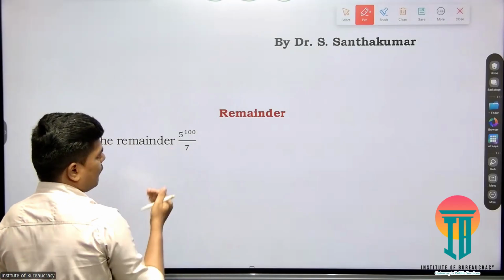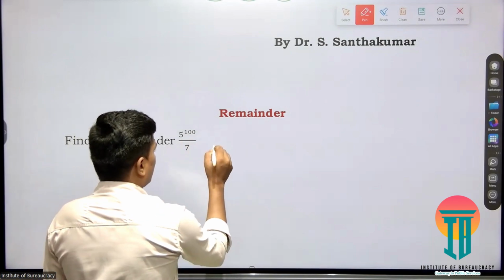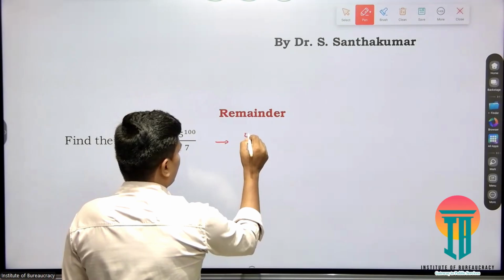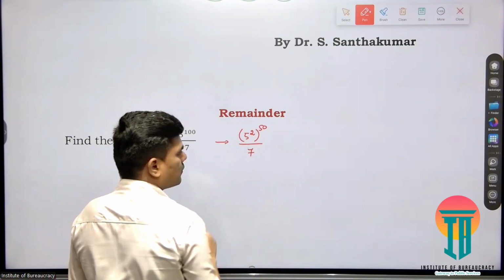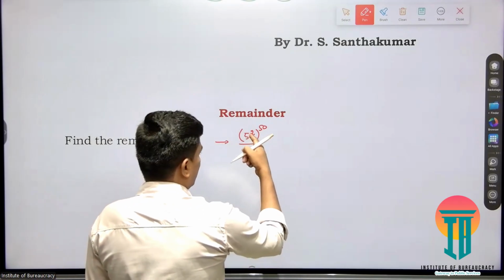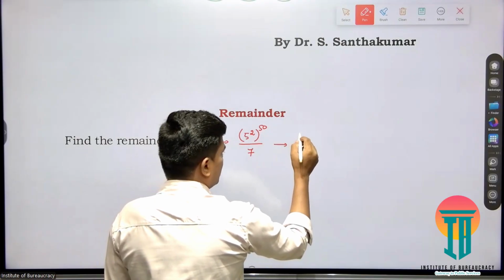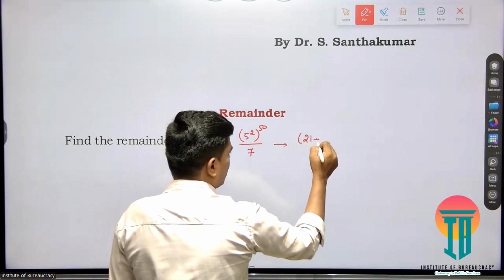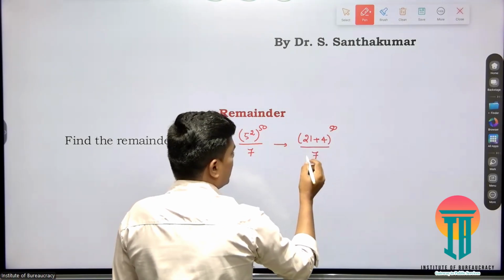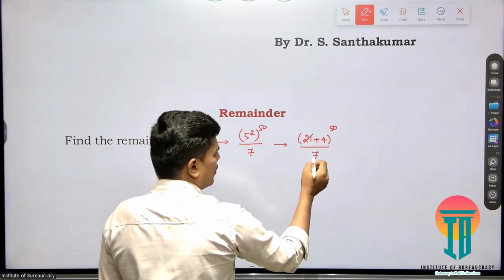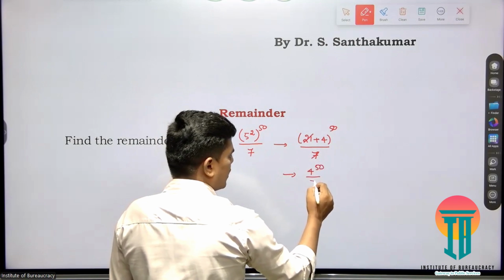Find the remainder of 5 power 100 divided by 7. How do you write it? It is (5 square) power 50 divided by 7. 5 power 2 means 25. 25 can be written as 21 plus 4, so (21 + 4) power 50 by 7. 21 is a multiple of 7, you can leave that. So you can take 4 power 50 by 7.